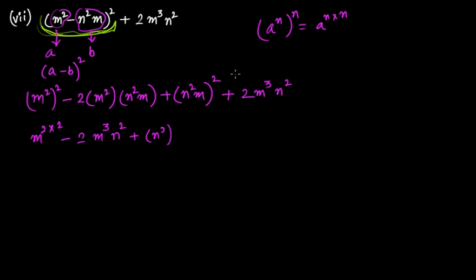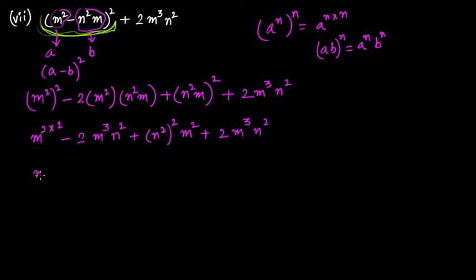Now this is actually of the form (a multiplied by b) raised to power n is equal to a raised to power n multiplied by b raised to power n. So from this, it becomes n squared, n raised to power 2, that is (n squared) whole raised to power 2, then this is m squared, plus 2m cubed n squared.